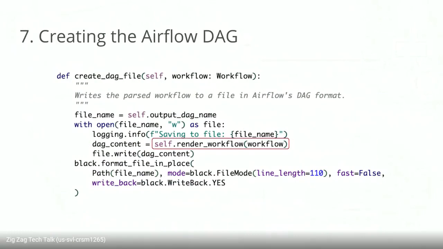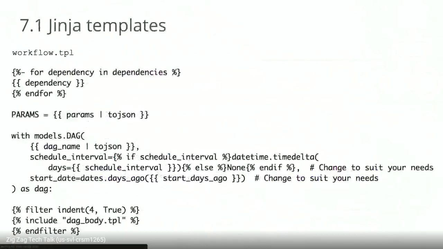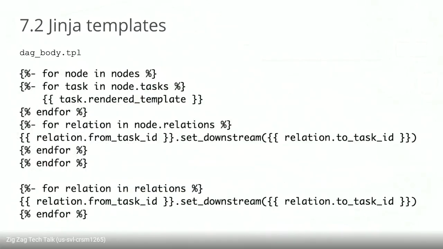Once all that is ready, we can finally render our workflow. The converter renders the workflow, and we use the templates. This is the skeleton template, like the workflow template, and it lists all the dependencies and the dictionary of parameters, which will be reused in the whole workflow. So we don't hard code the variables everywhere. We just reuse them. And it defines the DAG. For the DAG body, we have a separate template with all the tasks and relations between them.